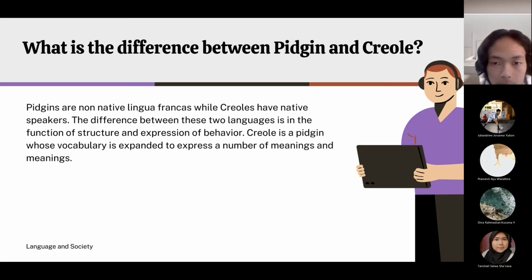What is the difference between pidgin and creole? Pidgins are non-native lingua francas, while creoles have native speakers. The difference between these two languages is in the function, structure, and expression of behavior. A creole is a pidgin whose vocabulary is expanded to express a number of meanings.